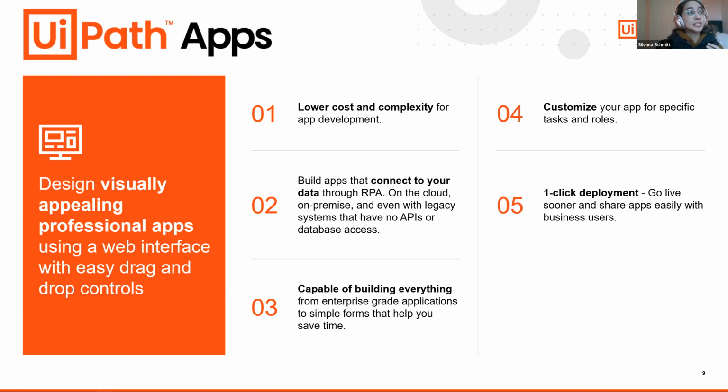The second main reason to use Apps is to connect disjointed data through RPA and surface it in a single pane of glass. So it doesn't matter where your data is stored. If it's on the cloud, on premise, in a mainframe, the same rules of RPA apply. We can pull this data from any of those systems, even with no API access.